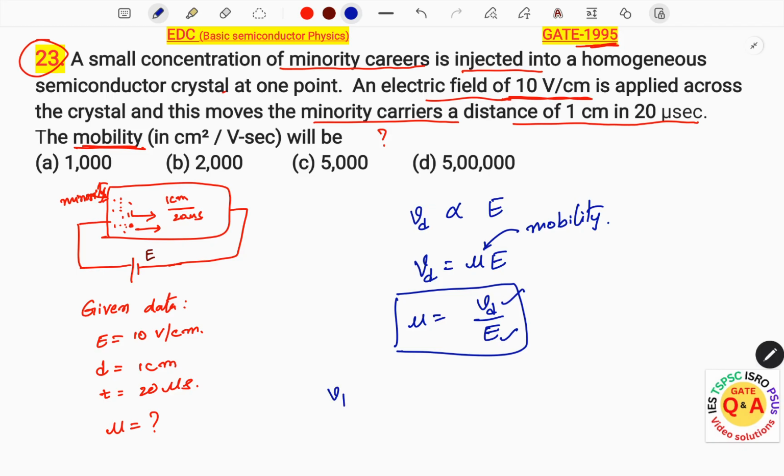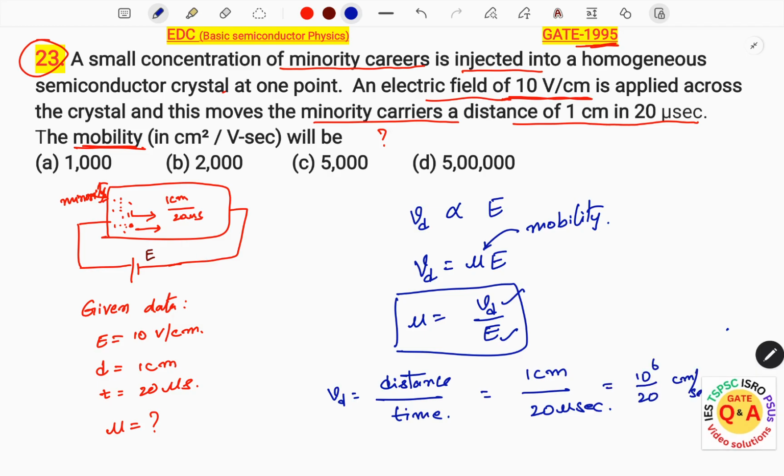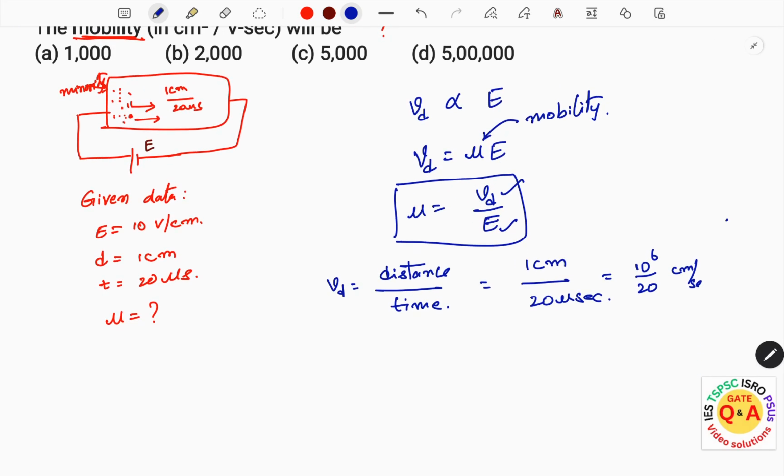We know the formula for drift velocity is equal to travel distance by time. Already given, the distance is 1 centimeter and the time is 20 microseconds. So this is 10 power 6 by 20 centimeter per second. This is the drift velocity.